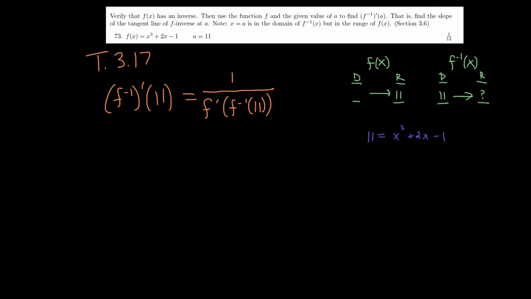Obviously 0 doesn't make this equation true. 1 doesn't make it true. 2, let's see, 2 cubed is 8 plus 2 times 2, so 8 plus 4 is 12, minus 1 equals 11. Yes, so clearly, just by inspection, x equals 2 is a solution here. Okay, let's erase that. x equals 2.